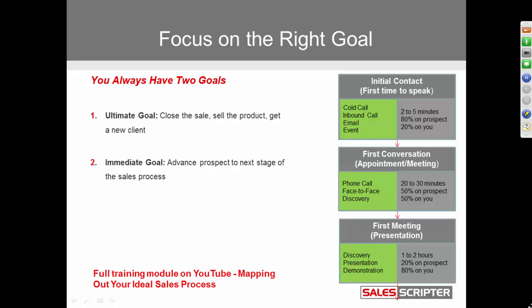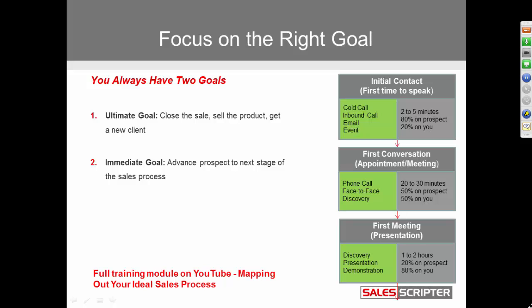So they stand to improve their results by shifting from the ultimate goal of selling the product and focusing more on the immediate goal, which is typically to establish the conversation. In the diagram here, the second step is what you're trying to close, which in this case is a conversation, could be an appointment or a meeting. So that should be the focus.